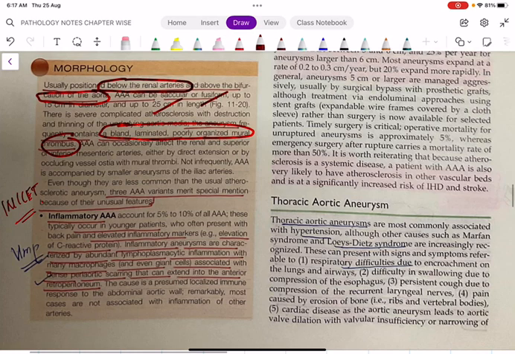Then what are the variants? Number one is inflammatory type. Inflammatory type occurs in younger patients who are having elevated inflammatory markers like C-reactive protein. They are characterized histopathologically by abundant lymphoplasmacytic inflammation with macrophages, and there will be peri-aortic scarring, because of inflammation finally there will be scar formation. These are the important points.